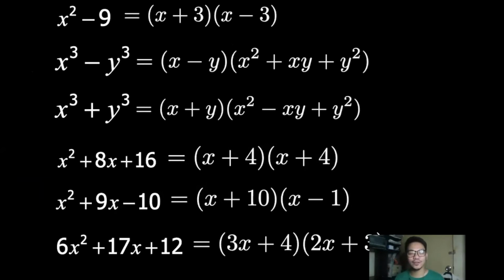Before we continue, let us first recall the different factoring techniques that you learned from your math class last year or the previous years. The first one is the difference of two squares. We have the difference of two cubes and the sum of two cubes. We also have the perfect square trinomial. We have quadratic factoring where a is equal to 1. And the last one is quadratic factoring where a is greater than 1, or it can also be less than 1. So these are the things that you need to remember when simplifying rational expressions.